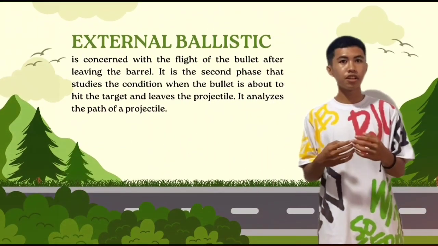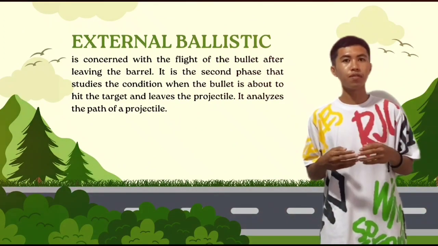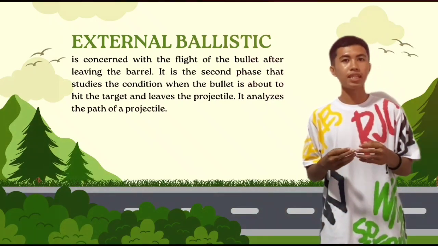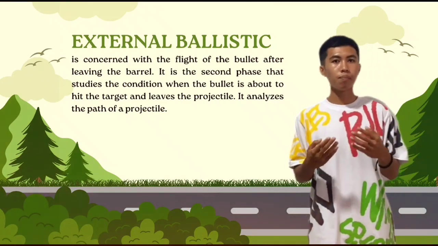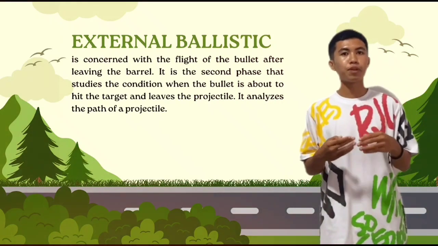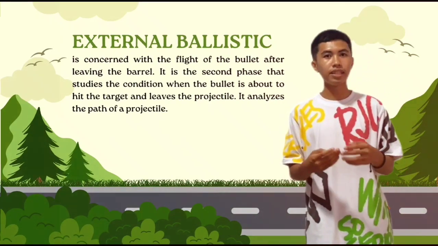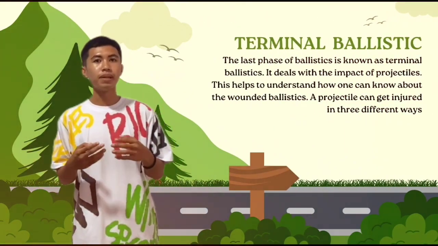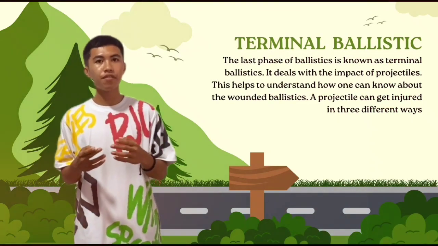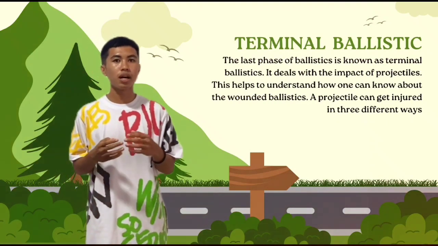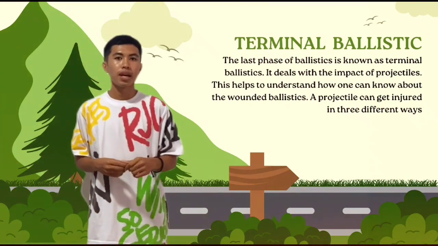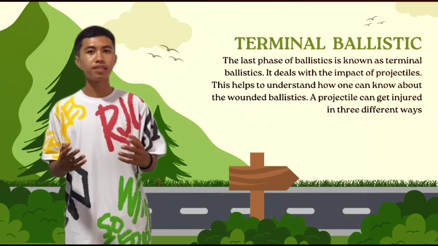Third one is external ballistics. It is concerned with the flight of the bullet after leaving the barrel. It is the second phase, studying the condition when the bullet is about to hit the target and leaves the projectile. It analyzes the path of the projectile. And the last one is terminal ballistics. The last phase of ballistics is known as terminal ballistics. It deals with the impact of projectiles. This helps to understand how one can know about the wonder of ballistics. And that's all. Back to you, Co-Wonder 1.